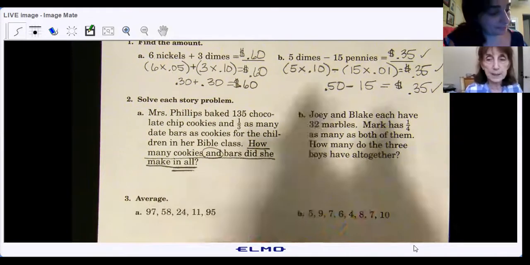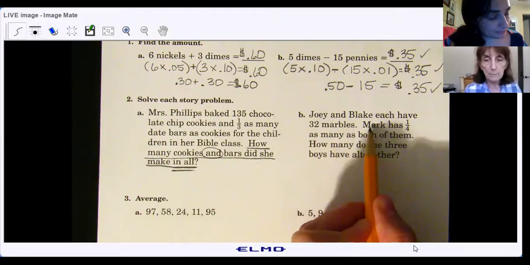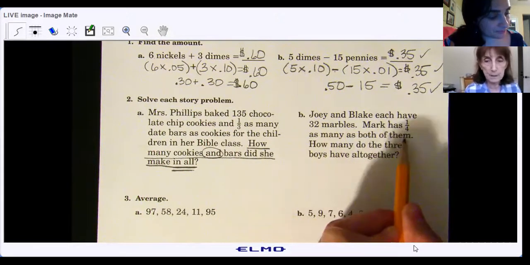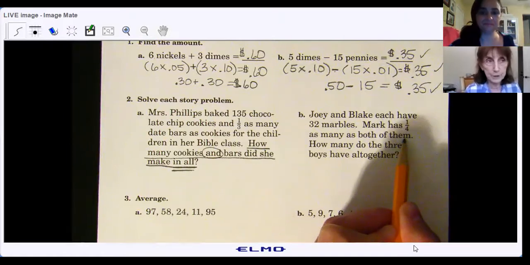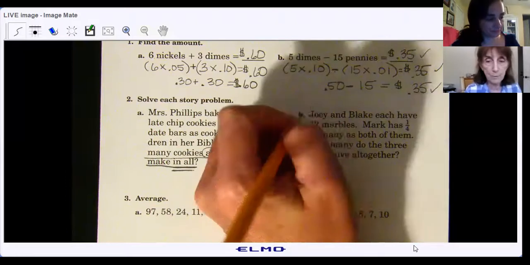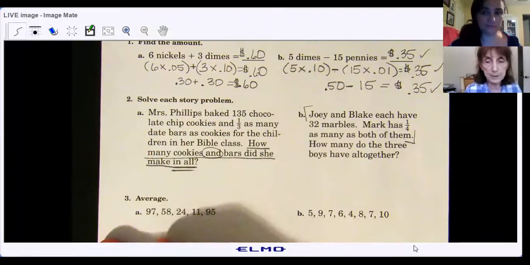Joey and Blake each have 32 marbles. Mark has 1/4 as many as both of them. So Joey and Blake have 32 each. How much is that? Then Mark has 1/4 of that. How many do the 3 boys have all together?